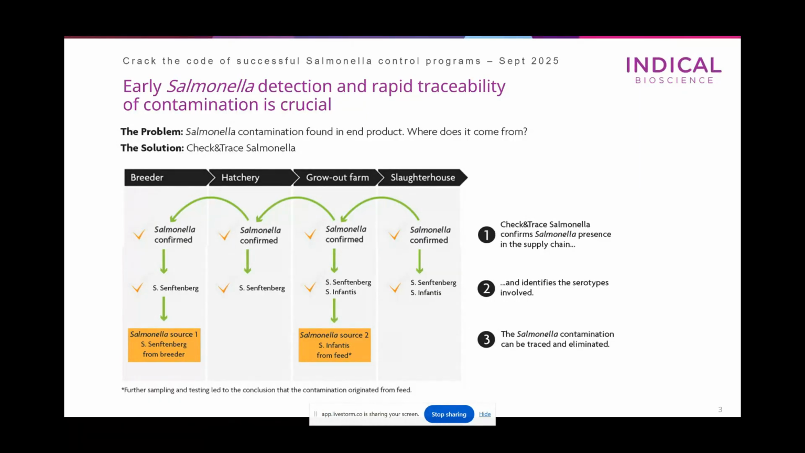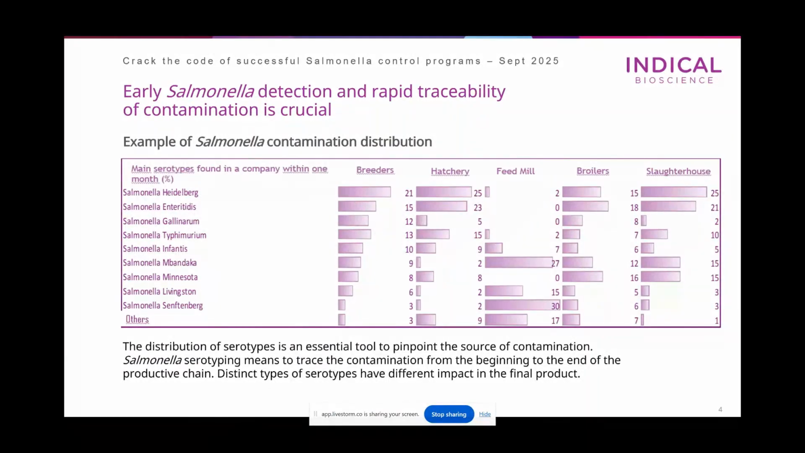Leslie, please. So a good typing method helps us to understand the epidemiology of the salmonella, tracing the source of outbreaks and monitoring the effectiveness of these control measures. What I show you here is when you do serotyping over a period of time, let's say 1 year, 2 years, eventually you find out that you will find the same type of salmonellas in the same farms and coming from the same sources.